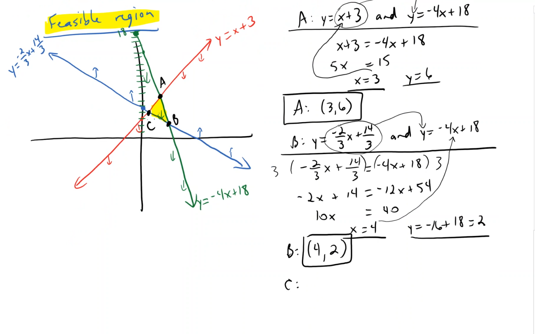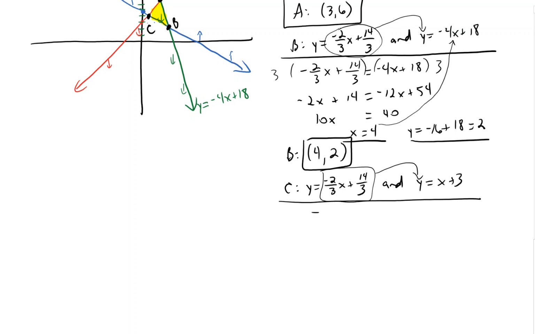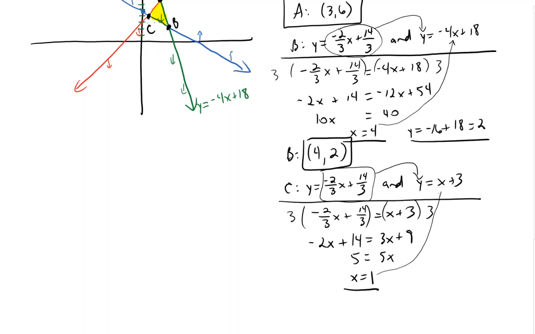C is where the blue and red lines cross, so the blue line is y equals negative 2/3 x plus 14/3, and the red line is y equals x plus 3. Substitution, surprise, surprise. So we've got negative 2/3 x plus 14/3 equals x plus 3. Multiply both sides by 3 again to avoid all those fractions. Right, I just distribute my 3 here. And on the right side I've got 3x plus 9 when I distribute my 3. So I'll add 2x to give me 5x. I'll subtract 9 to give me 5, and I can see that x equals 1 when I divide by 5. And then I'll plug 1 back into this equation for x to see that y is 1 plus 3, or y is 4. So the vertex C is the ordered pair 1, 4.